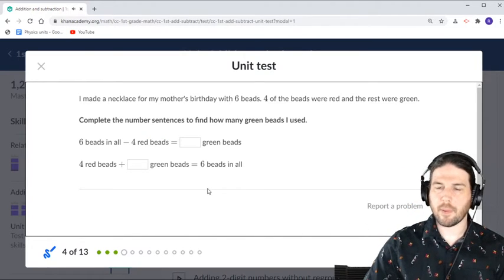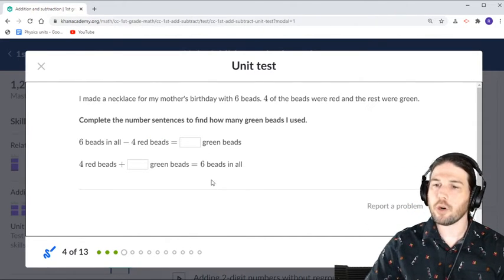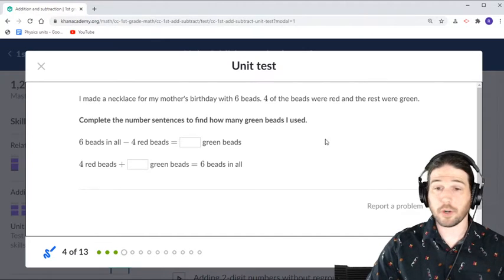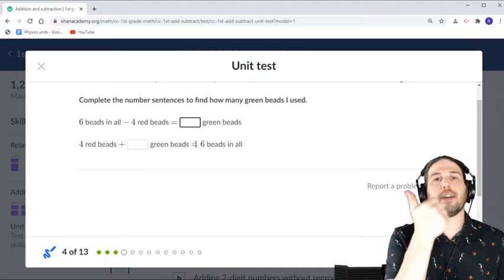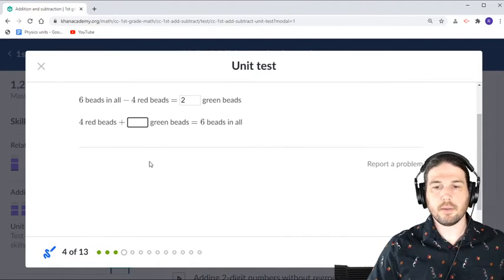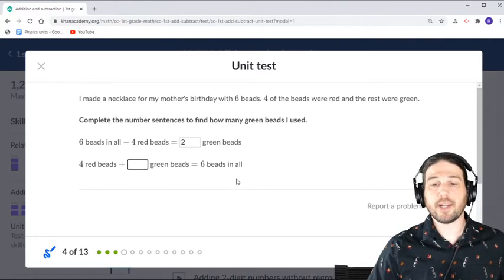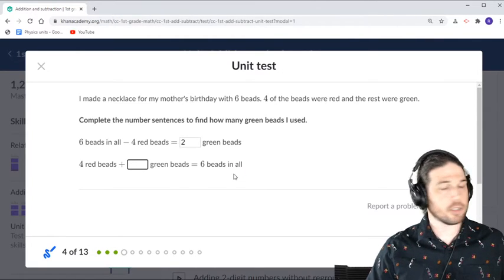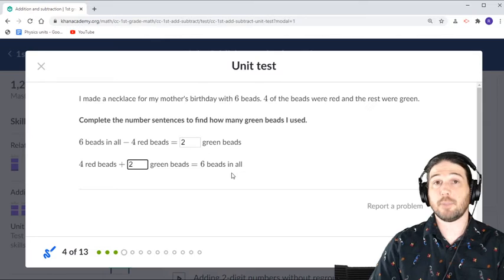I made a necklace for my mother's birthday with 6 beads. 4 of the beads were red, the rest were green. 6 beads in all, minus 4 red beads, 5, 4, 3, 2. 2 green beads. Because 4 red beads plus 2 green beads equals 6 beads in all.